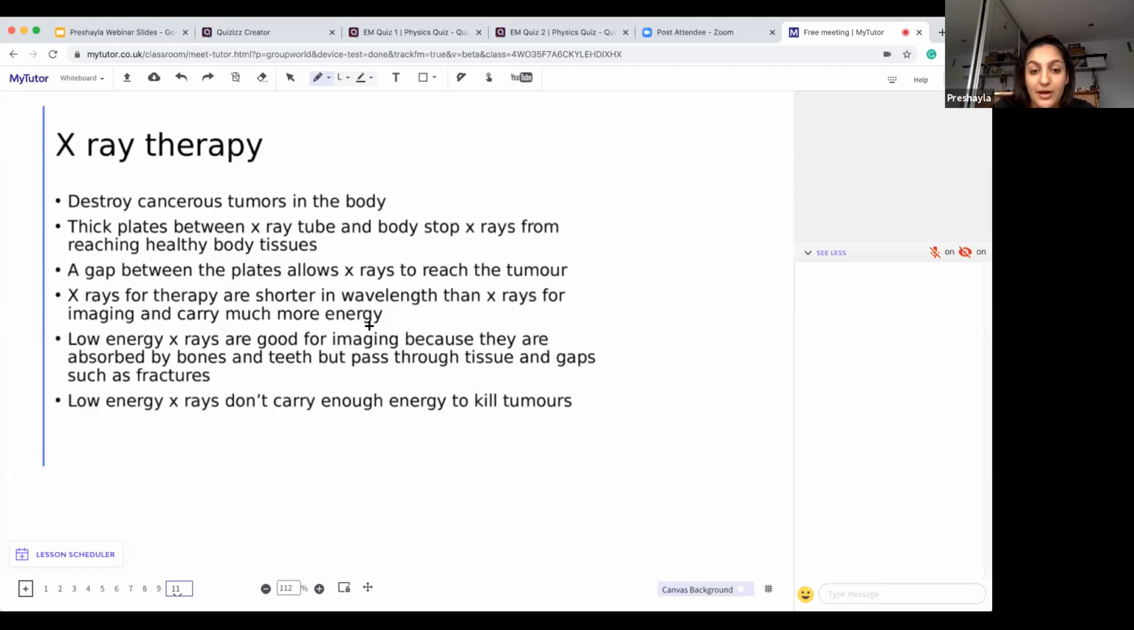Low energy X-rays are good for imaging because they're absorbed by bones and teeth but pass through tissue and gaps. Low energy X-rays don't carry enough energy to kill tumours. So what you need to know from this is that higher energy X-rays are good for killing tumours. Lower energy X-rays are good for imaging. Okay, so low energy for imaging, high energy for therapy. And shorter wavelengths for therapy and longer wavelengths of X-rays for imaging.